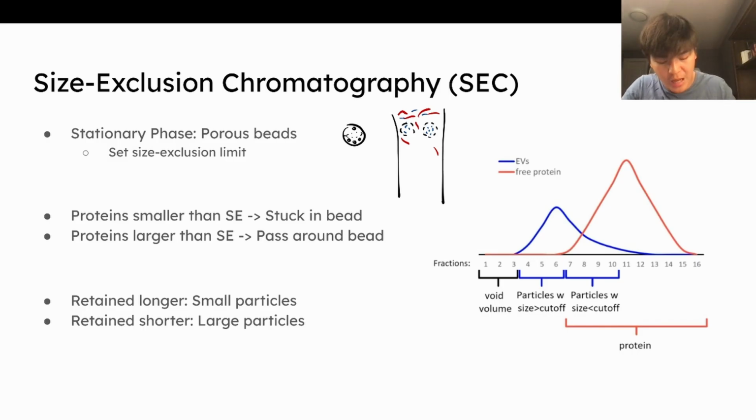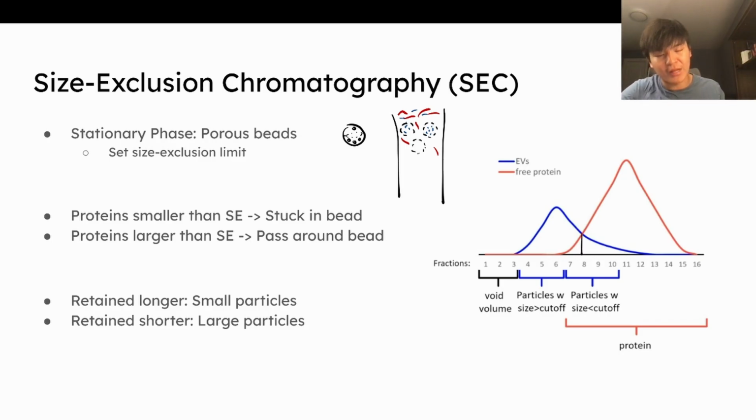Imagine we have hundreds, thousands, millions of these beads, right? On the right, you can see a little graph, where down here are the fractions, and the smaller the fraction number is, the shorter it was retained. So imagine it's like time, right? Imagine 1 is after 5 seconds, 2 is after 10 seconds, 3, etc. What leaves first are particles bigger than the cutoff. That should make sense. And what's smaller than the cutoff is retained longer. And that's what we see here.